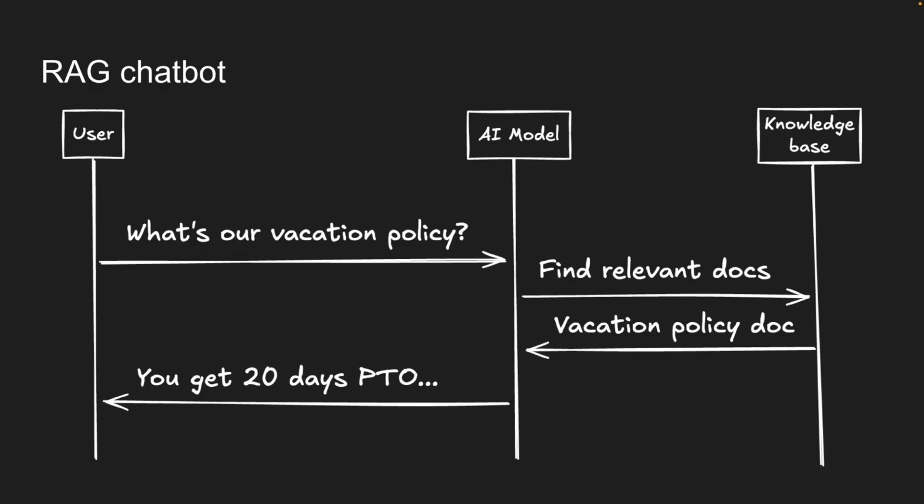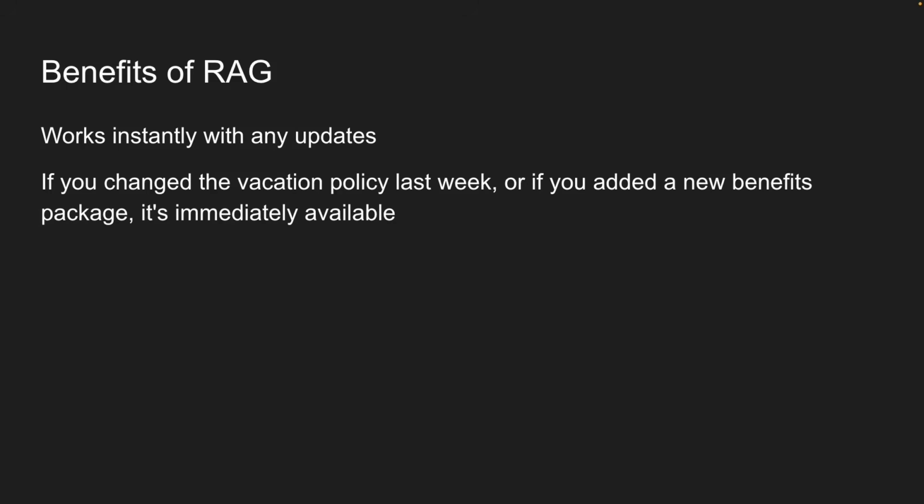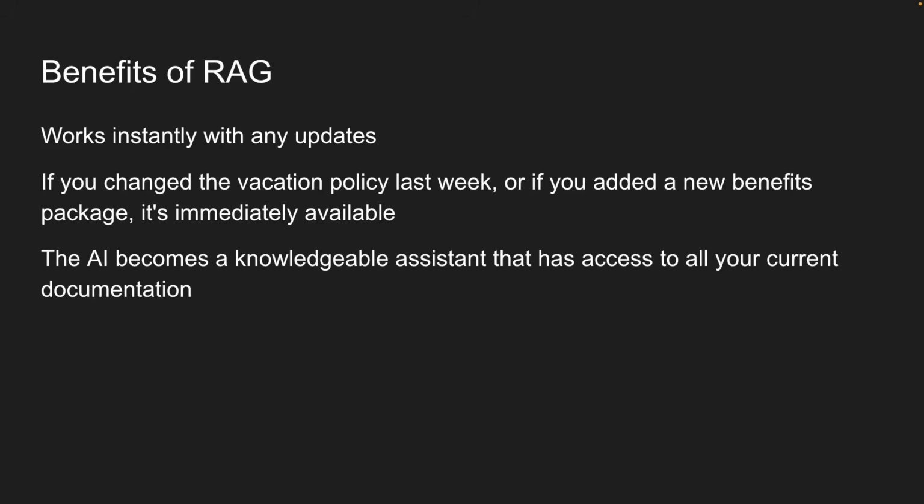Instead of the AI trying to remember everything, we give it access to your company's knowledge base. When someone asks a question, we quickly find the relevant documents, hand them to the AI, and then the AI uses those documents to generate an accurate answer. The really cool part is that this works instantly with any updates. If you changed the vacation policy last week, or if you added a new benefits package, it is immediately available. The AI becomes a knowledge assistant that has access to all your current documentation.